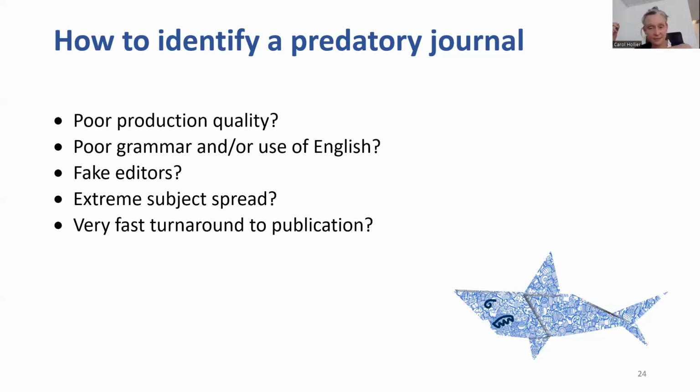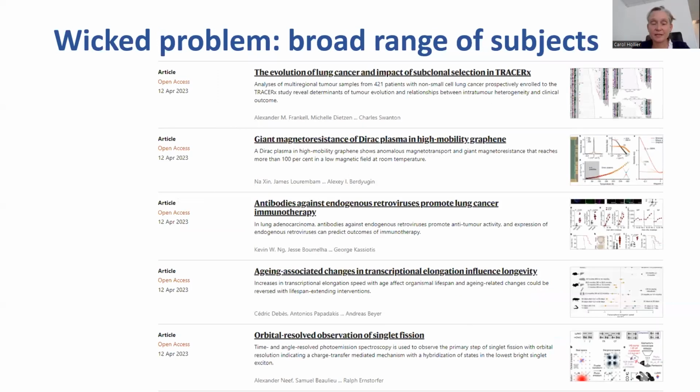Another characteristic that's often listed when you look around for guidance is that there's an extreme subject spread within the journal. So basically they're publishing research about everything. And another key one is that they publish things right away. So they accept them and a week later they've been published, which is something where it's hard to get peer review done so quickly. But this is a wicked problem, as one scholar has said, because nothing around predatory journals is easy, at least most of the time.